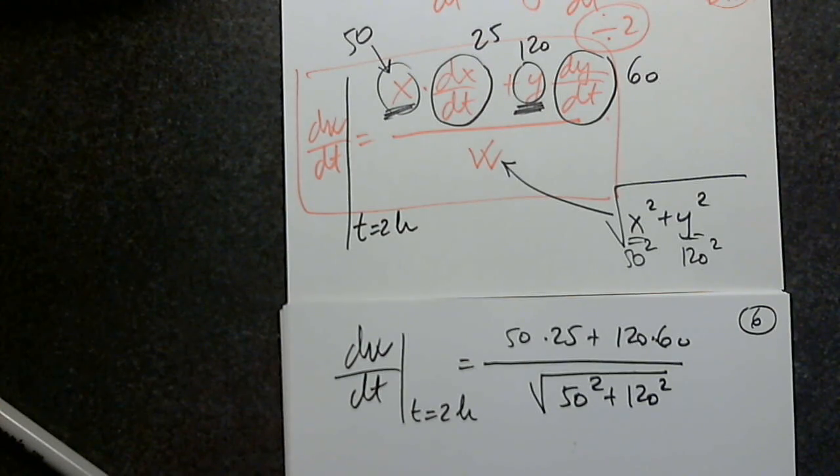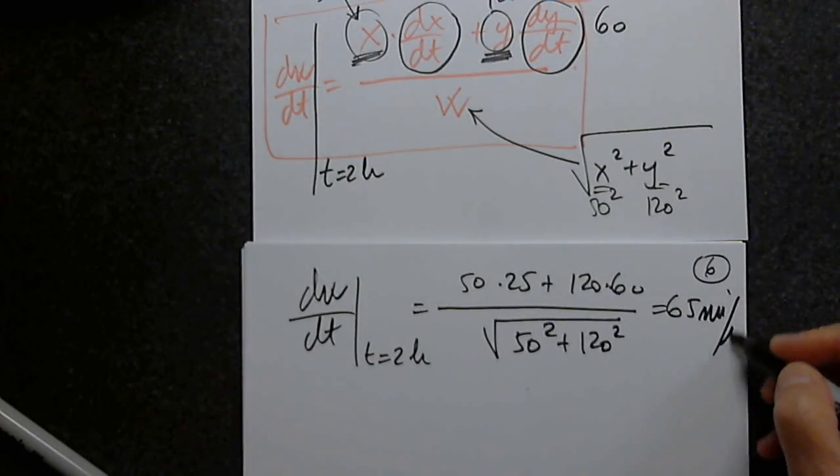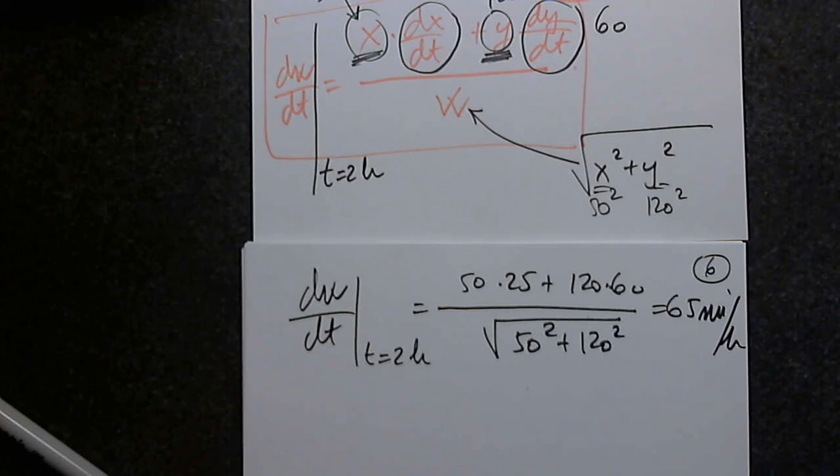Doesn't mean anything without the measurement unit. 65 what? It depends on what dw over dt represents. Of course. Thank you. 65 miles an hour. Any questions? Okay, so let's look at another. Almost all of them are different.